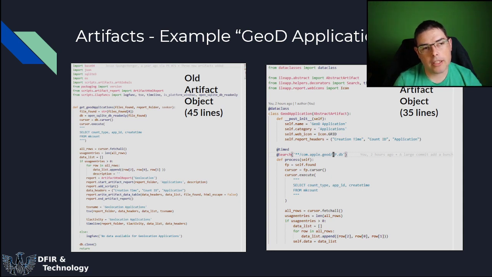So I'm going to use this example for an artifact. This is the GOD application artifact. This is one of the ones I found during my thesis, during my master's program. On the one side, the old artifact is 45 lines, and the new artifact is currently 35 lines. You can notice the differences here where different imports, there's less imports on the new one. There's also less stuff dealing with reporting directly in the artifact. So here you're looking at specifically the artifacts themselves.